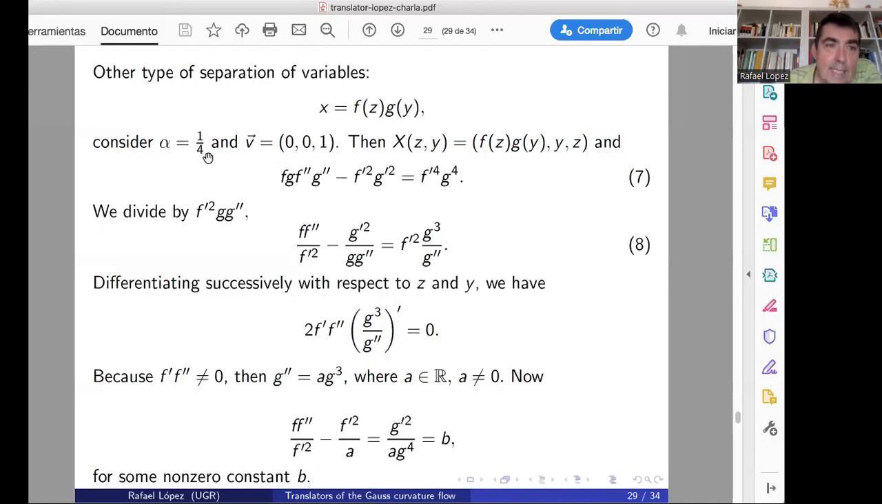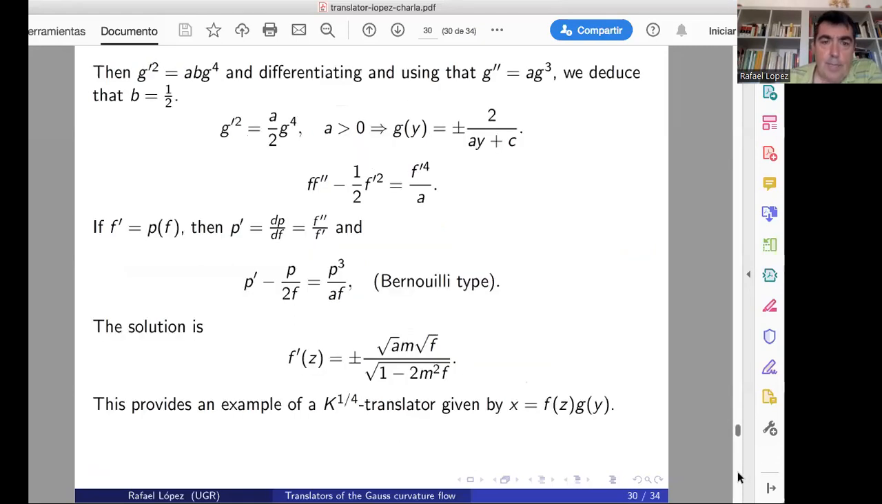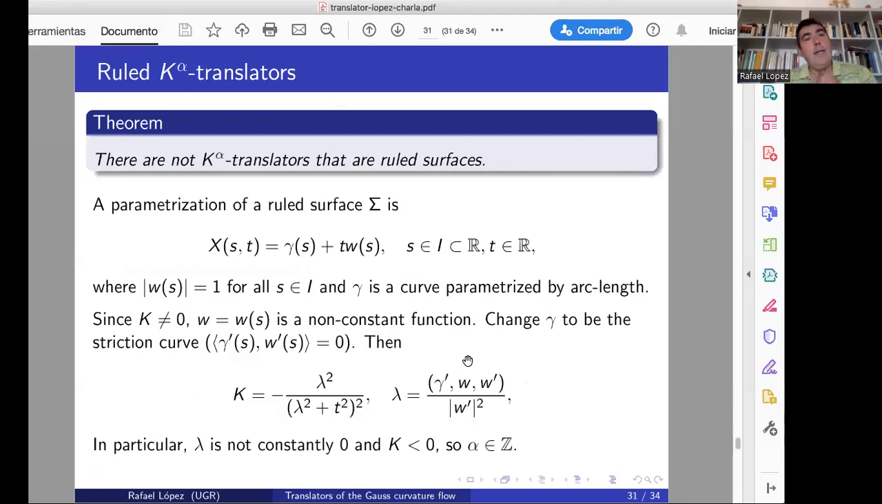But in this case, it's possible to obtain an explicit solution when it is the product of two functions. I prefer to skip this part. And then the final part is the study of ruled surfaces. The theorem says that there are no examples.